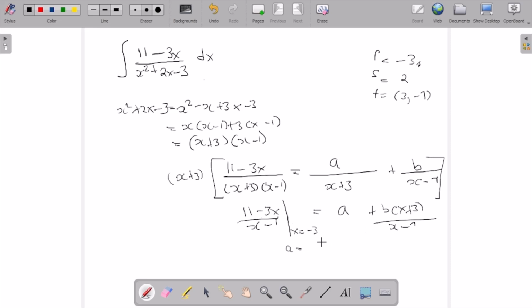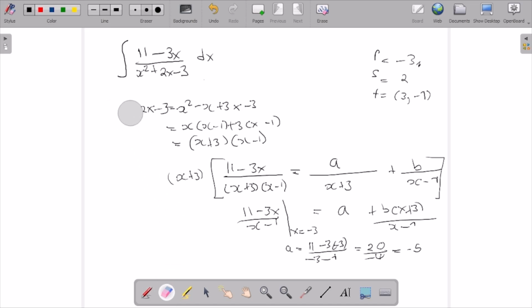So a is equal to 11 minus 3 minus 3. This part goes to 0, remember, and this is minus 3 minus 1. So minus 3 minus 3 multiplied is positive 9. Positive 9 plus 11, that is positive 20 over minus 4. So a is equal to minus 5.